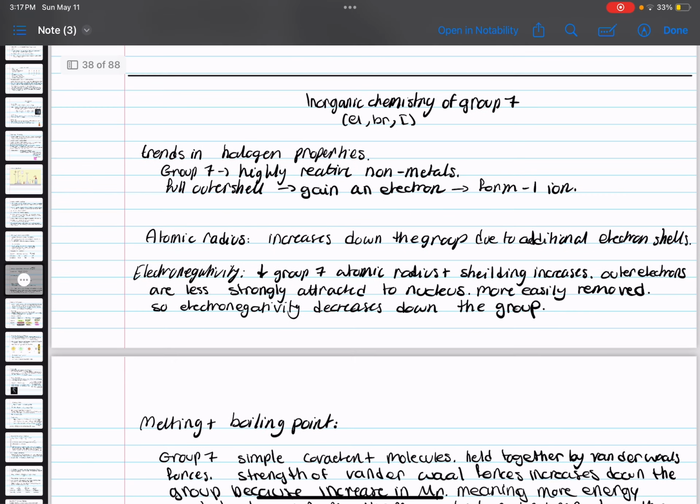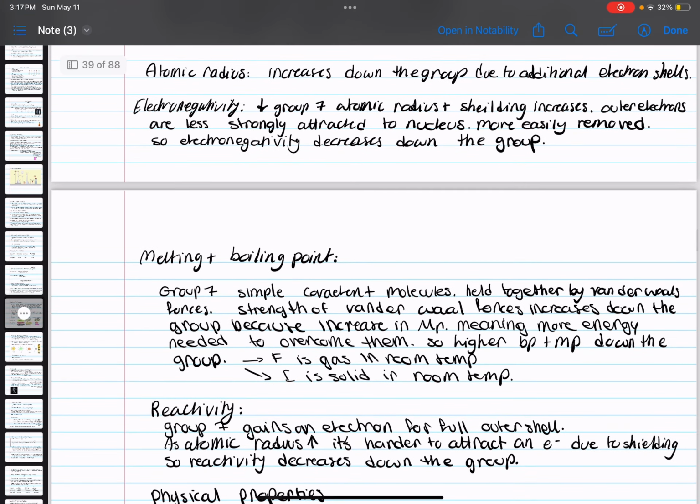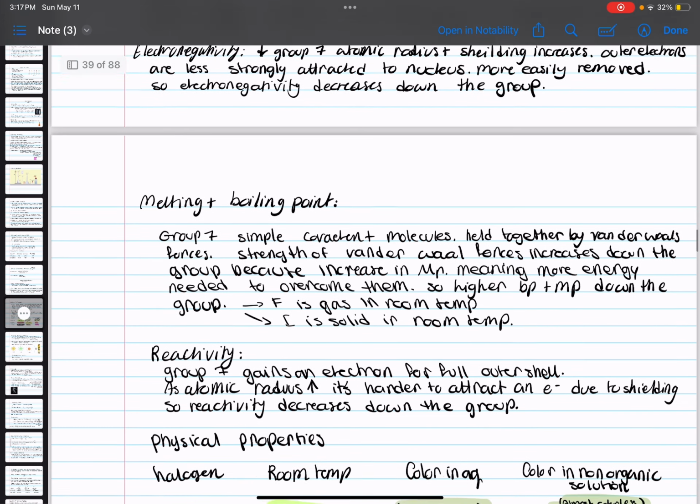Inorganic chemistry is trends of halogens. We only talk about Cl, Br, and I. Group 7 is highly reactive nonmetals. They want a full outer shell, so they gain an electron to form a -1 ion. Atomic radius increases down the group due to additional shielding. Electronegativity: because atomic radius increases, shielding increases, outer electrons are less strongly attracted to the nucleus, so electronegativity decreases down the group.